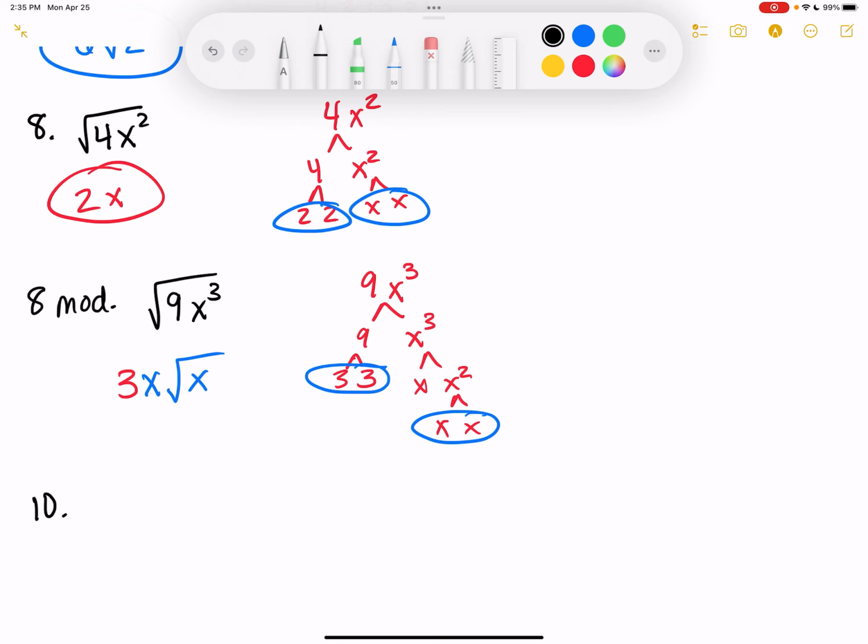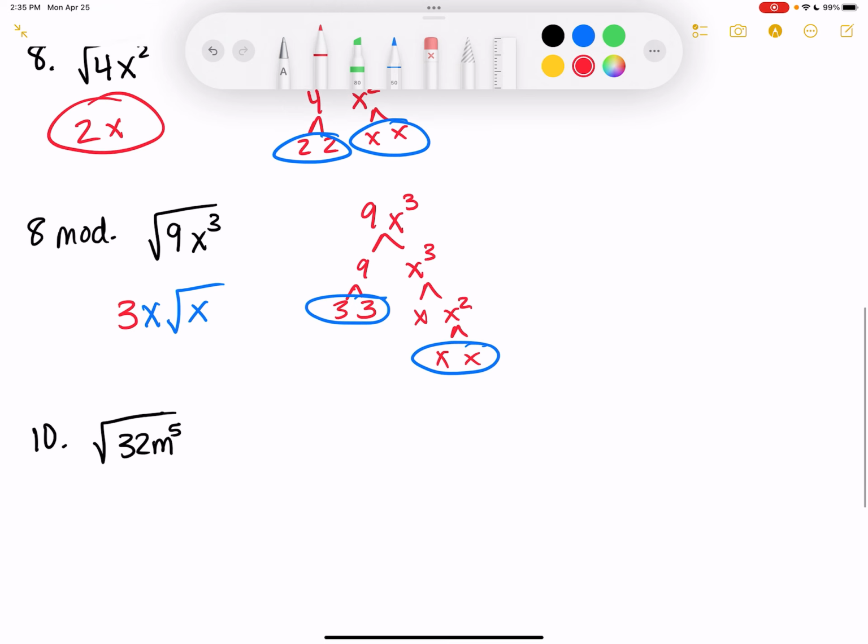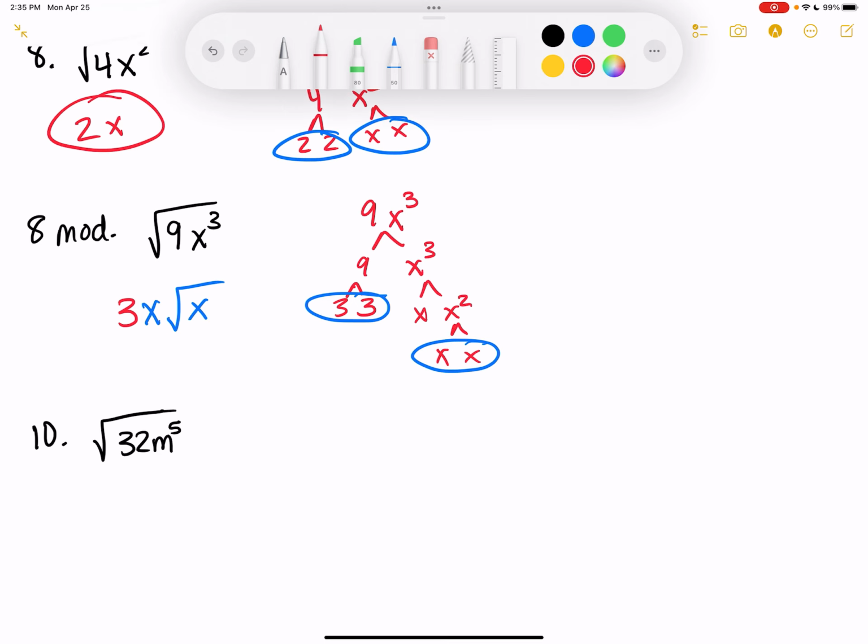All right, 10. The square root of 32m to the 5th. Is 32 a perfect square? No. Is m to the 5th a perfect square? So I have 32m to the 5th. This is going to split into 32 and m to the 5th. 32 factors into what?